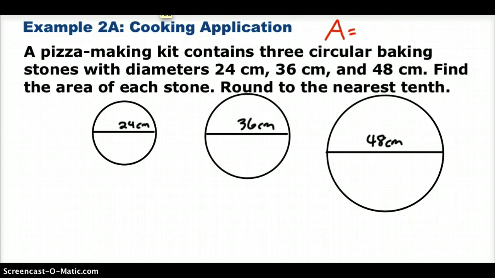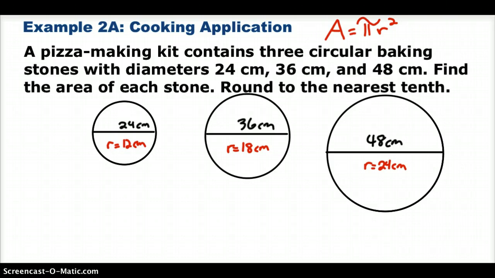So in each of these examples, we're just using our formula for the area of a circle. So the area equals pi times the radius squared. Well, remember, they give us the diameter in this. So we have to remember that the radius is actually going to be half of this. So the radius in this one is 12 centimeters. The radius here is 18 centimeters. And the radius in this last one is going to be 24 centimeters.